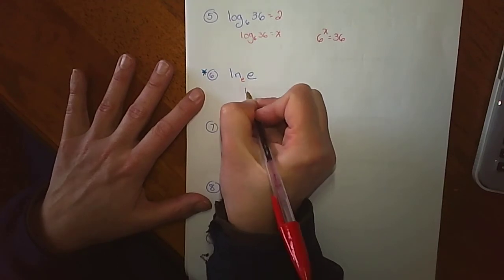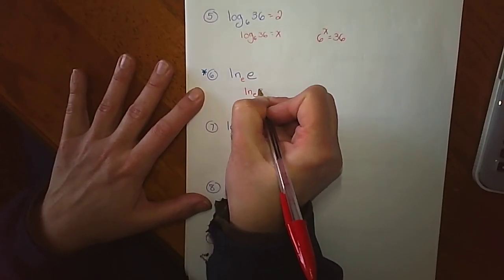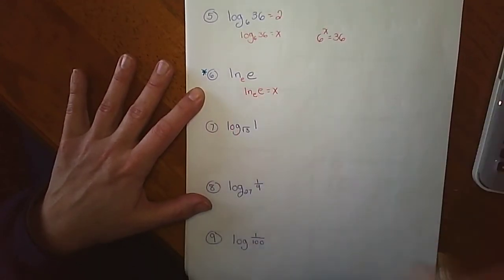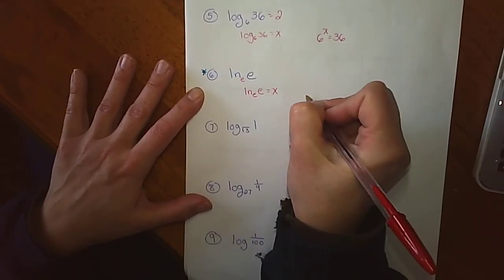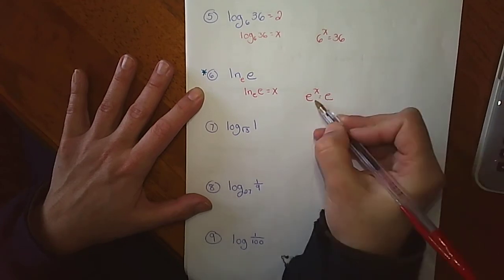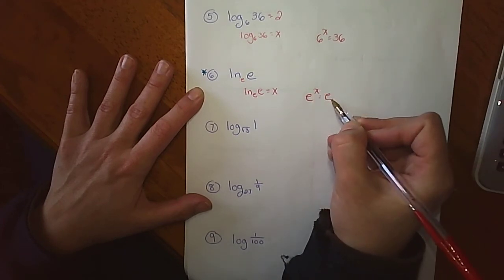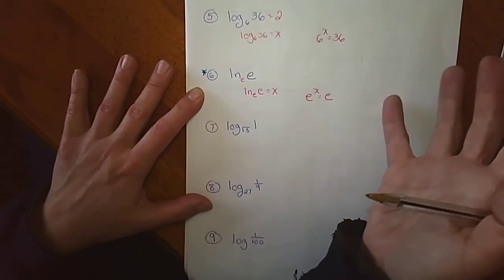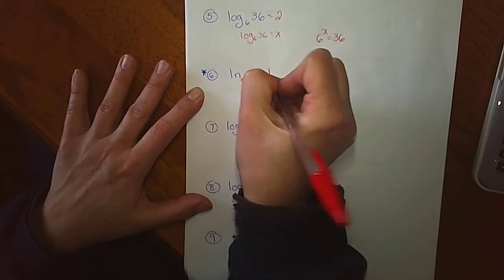So that means we have natural log e equals x. We don't know what it is. So this becomes e to the x equals e. And what would you raise anything to get the same thing back? Hope you're thinking 1. So this answer is 1.